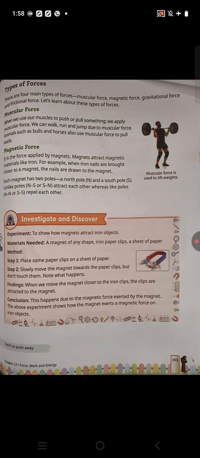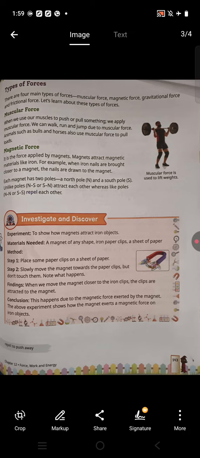Now your finding will be: when we move the magnet closer to the iron clips, the clips are attracted to the magnet. And the conclusion is that this happens due to the magnetic force exerted by the magnet. The above experiment shows how the magnet exerts a magnetic force on an iron object. So this was a small experiment to show how magnets attract iron objects. I hope you understood it.